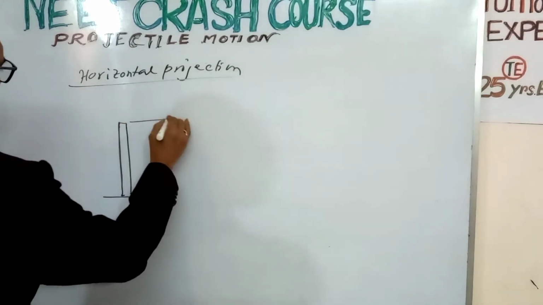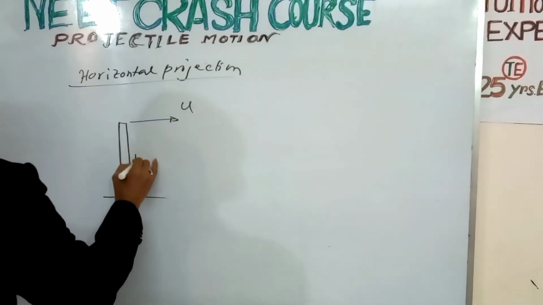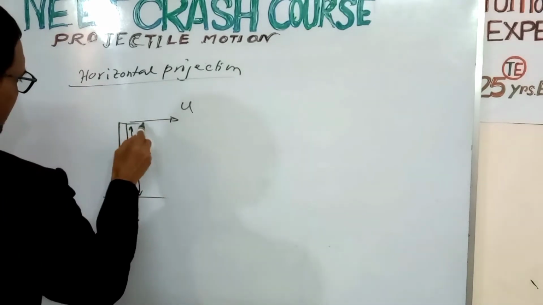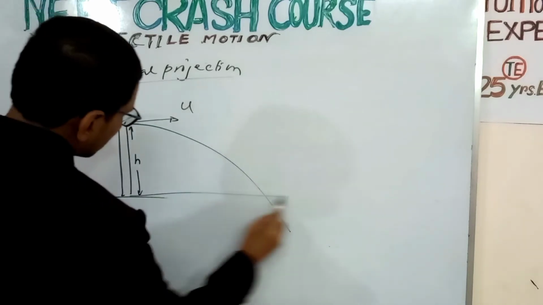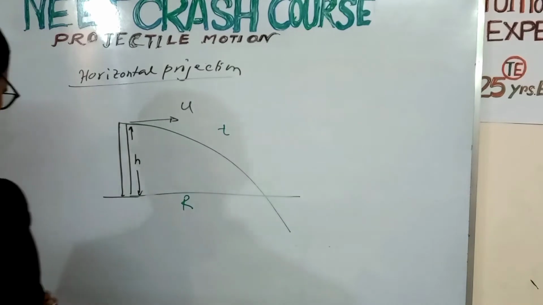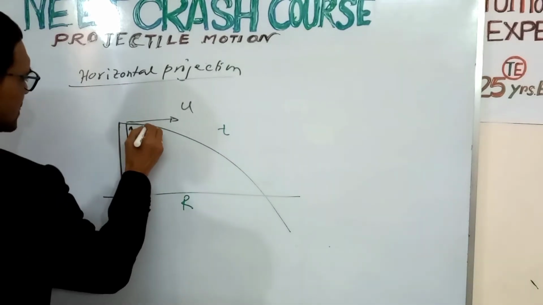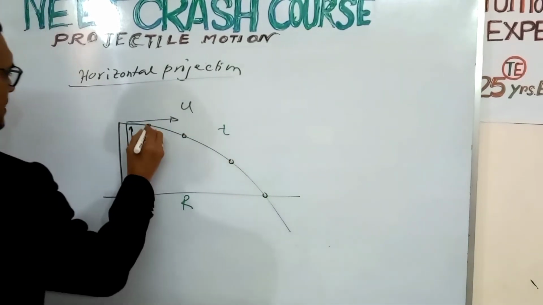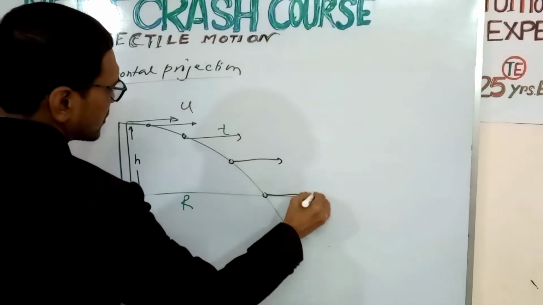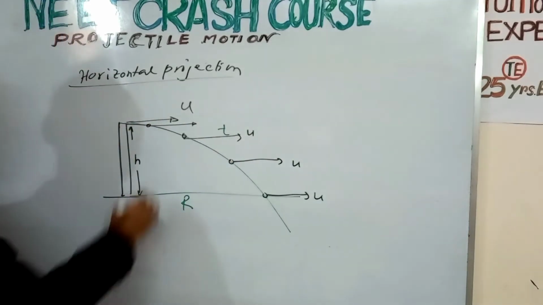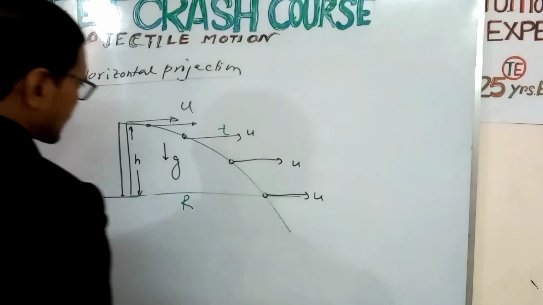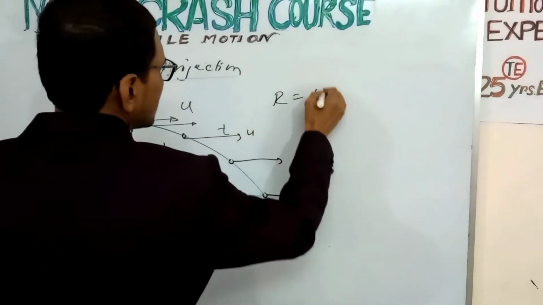Suppose a body is projected horizontally with a velocity u from the top of a tower of height h. Now the motion of the body will be like this way. So what is the range and time taken? Now if we analyze the motion of the body, then the horizontal velocity remains same, at this point velocity will be same, g acts along this direction, so horizontal velocity remains same. Now what is the range? Range equal to velocity into time taken.